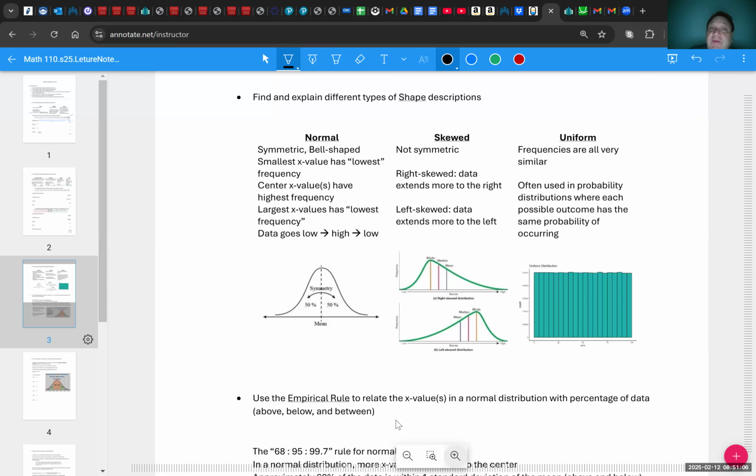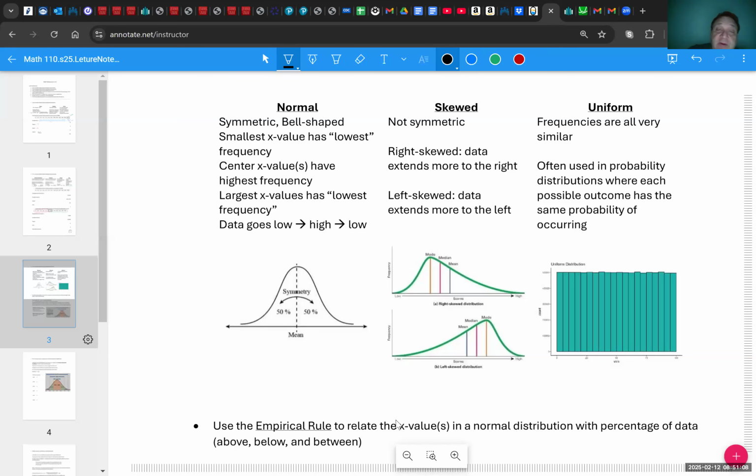Okay, so for normal distribution, it has this little curve down here that you can see. The curve is definitely symmetric, and we often call this bell-shaped. This normal curve starts off with a small frequency, and it goes up to a higher frequency and down to a lower frequency.